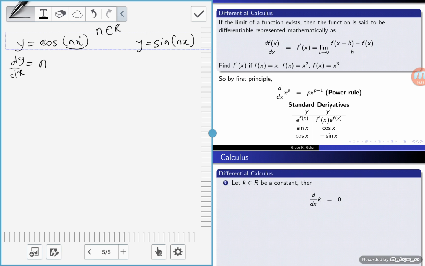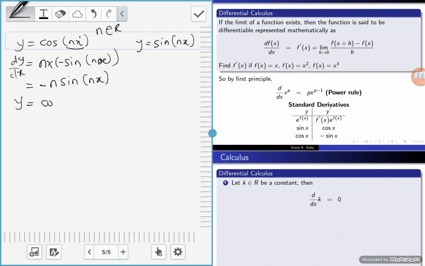And we know that if you differentiate a cos, you get a negative sine. So n times negative sine of nx. Simplifying this, we have negative n sine of nx.